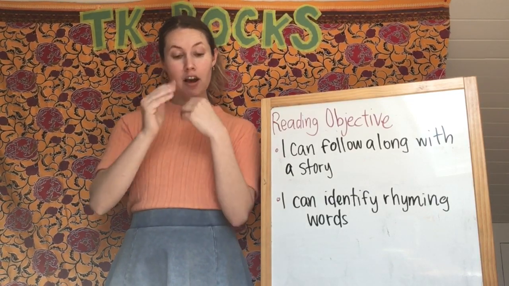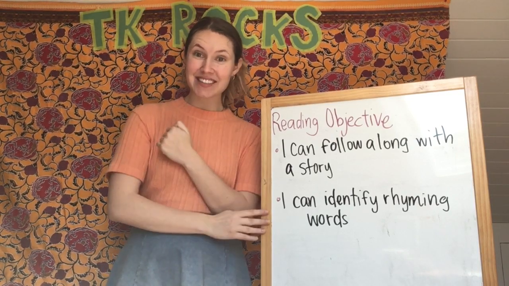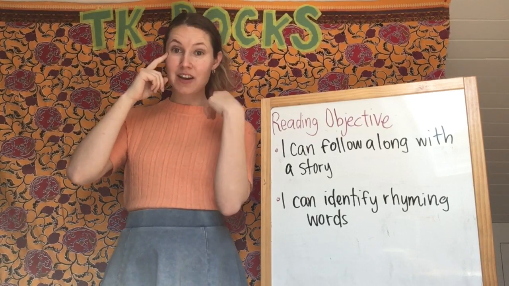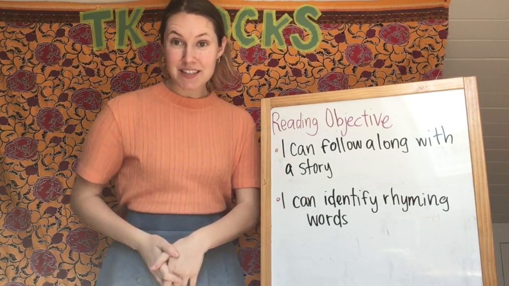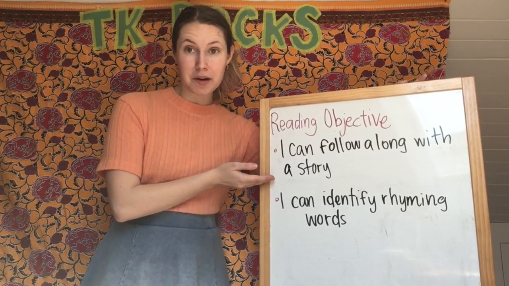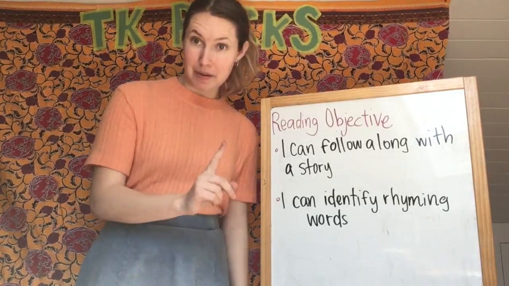I can follow along with a story. Our second objective is I can identify rhyming words. So our first objective, we're talking about reading our story with our mini books. So that means that let me get my book out so I can show you.